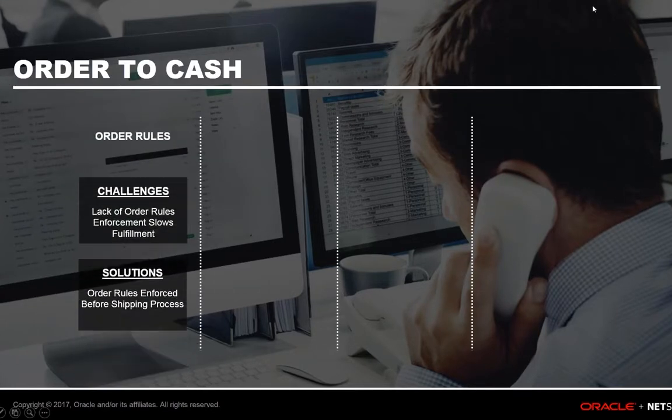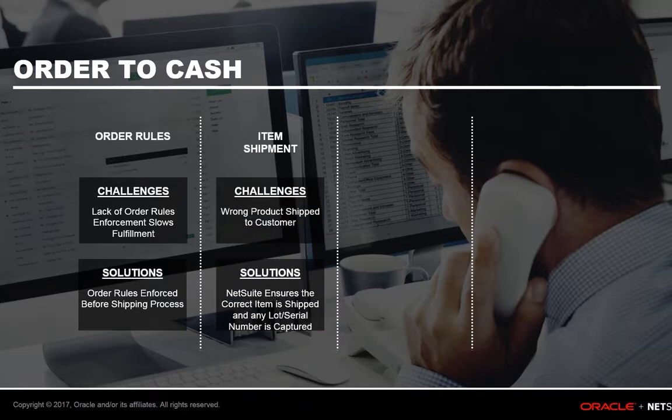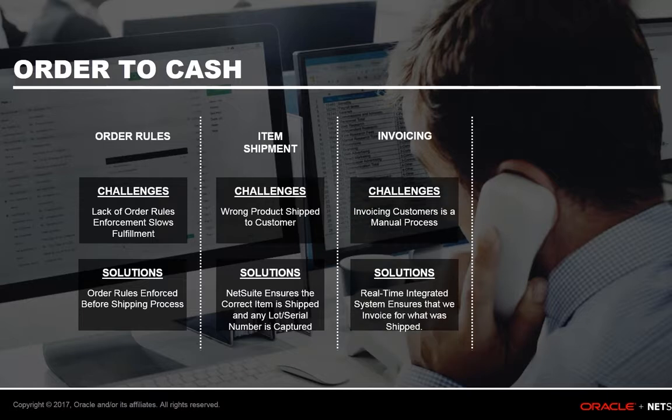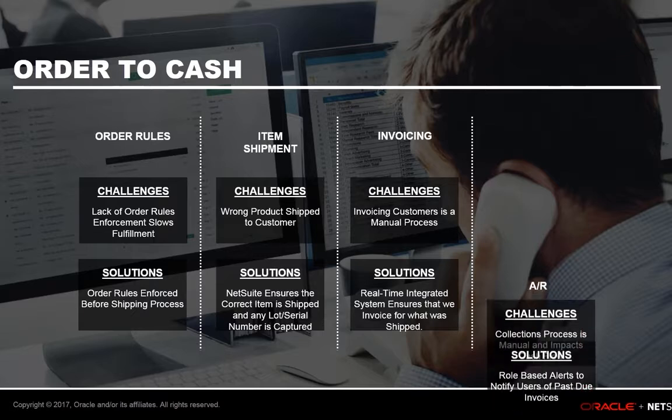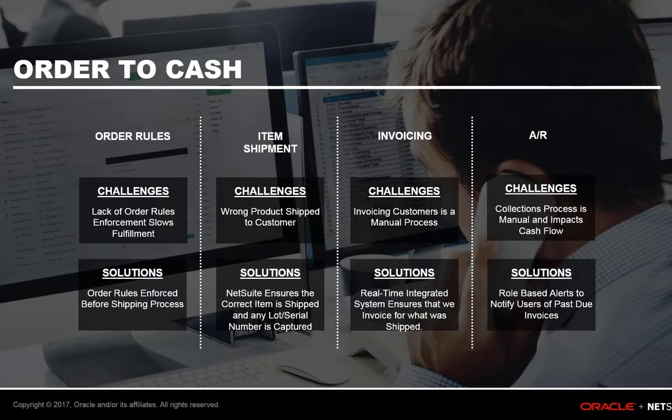Prior to implementing NetSuite, most companies face a similar set of business challenges. These companies have established manual processes for managing the order-to-cash process, and they lack enforcement of order rules. They face issues with inaccuracies in shipping products to their customers. Disparate systems prevent the seamless flow of information from sales to shipping and to invoicing. They have difficulties in managing their receivables, which impacts cash flow.